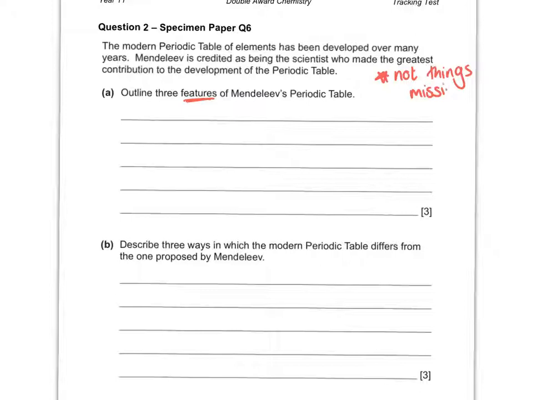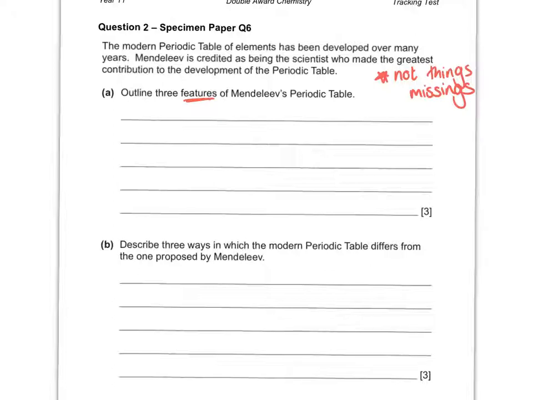So a lot of people in this question referred to the fact that there were no noble gases, or there were no lanthanides and actinides, or things like that. But we're not looking for things that are missing from his periodic table. We're looking for features that are present. So things like no noble gases don't get a mark. While that is true, they're not a feature of Mendeleev's periodic table. They're essentially a feature that is missing. So that's not accepted as an answer. So just be really careful about how you phrase your answers.